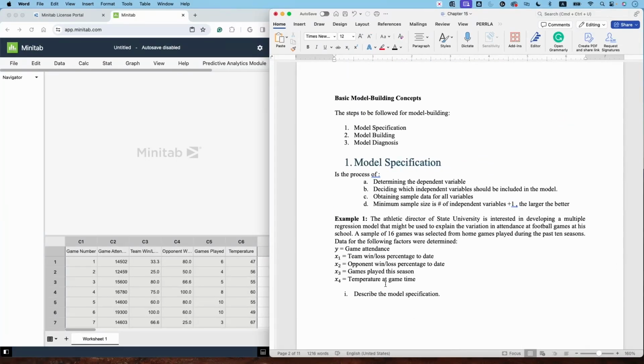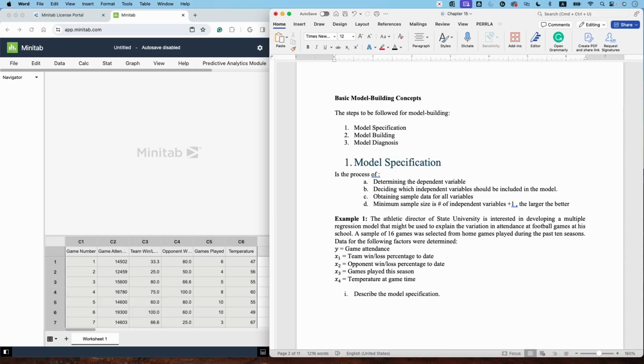So the process of creating the model or studying the model is the same, but now we have more variables. The idea is the same. So we have 3 steps we're going to follow. Number 1 is model specification, then model building, then model diagnostic, or diagnosis.